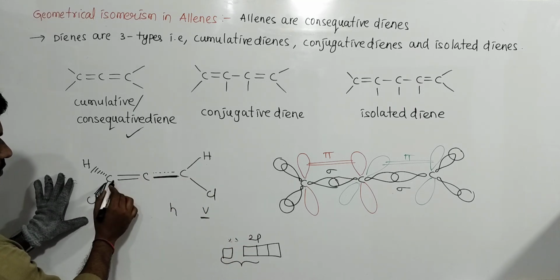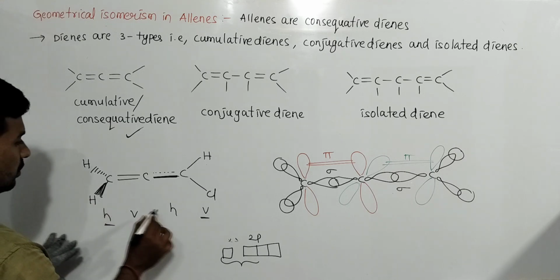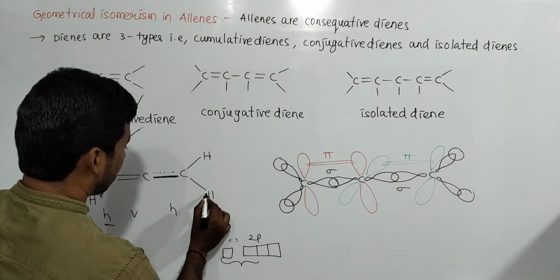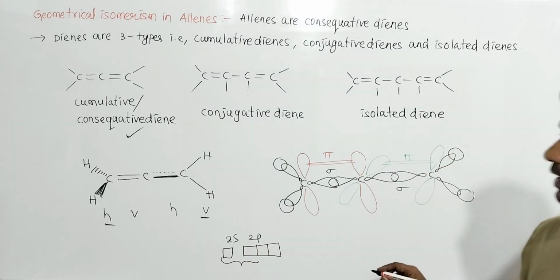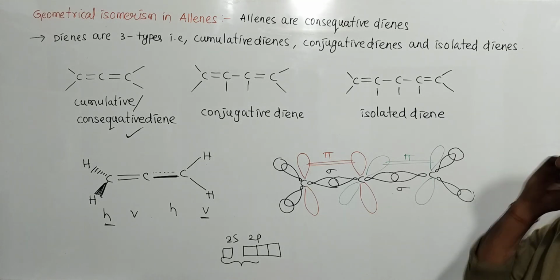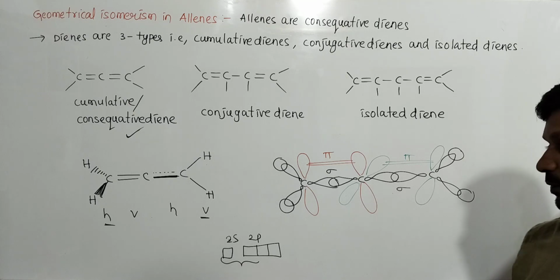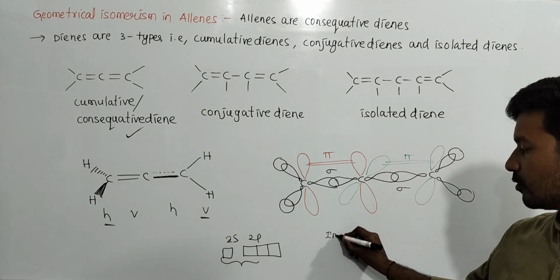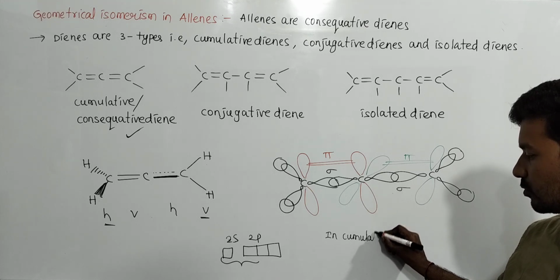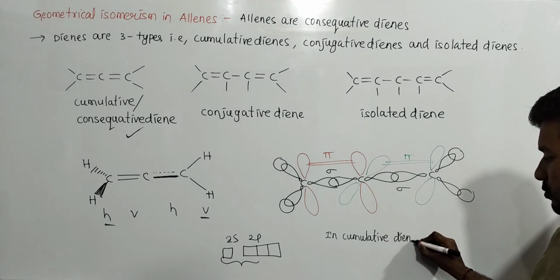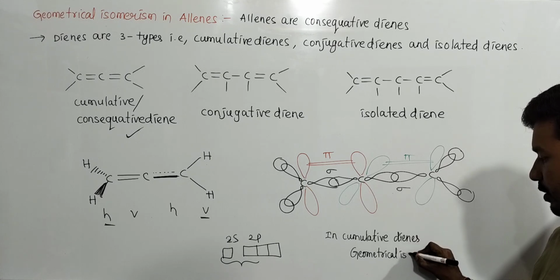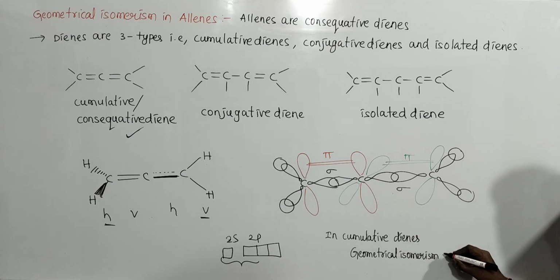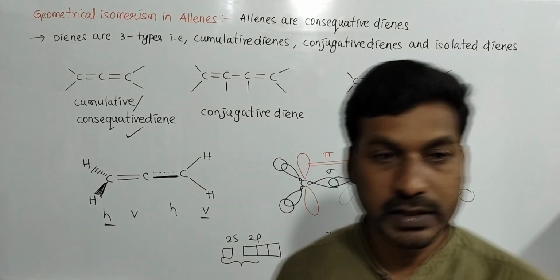So whenever there are double bonded dienes, in allenes, geometrical isomerism is not possible. My final statement: geometrical isomerism is not possible in cumulative dienes. In trienes it is possible. I will show. In cumulative dienes, geometrical isomerism is not possible. Okay, take this one, I will explain.